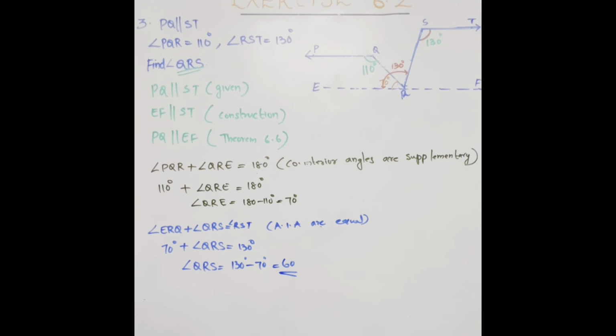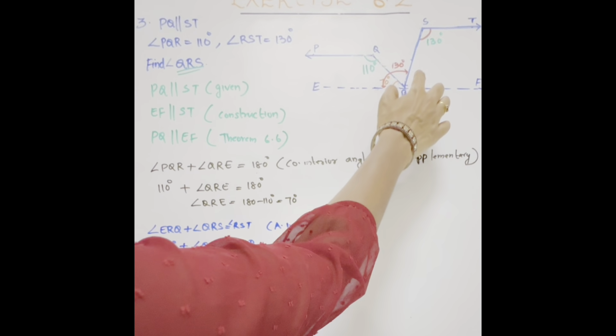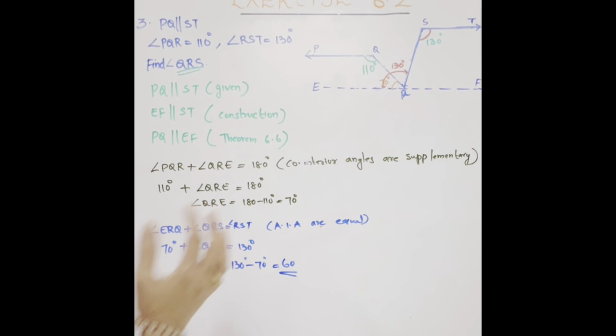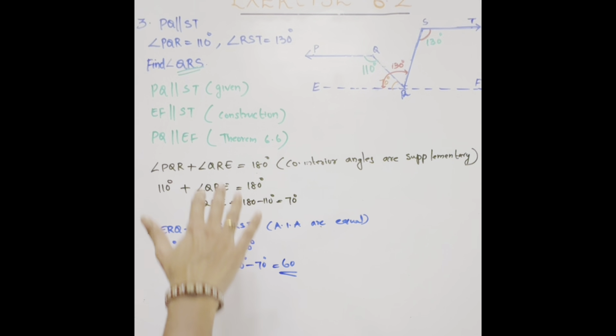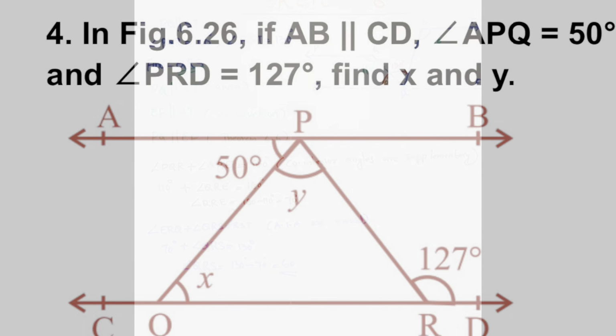Please note that you can solve the same questions in different ways. You can also use this as co-interior angles and then find this. Depends on how you approach the question. Hope it's clear to you. If it's not clear, please go through the questions again, go through the solution again, and then reinforce the concept.